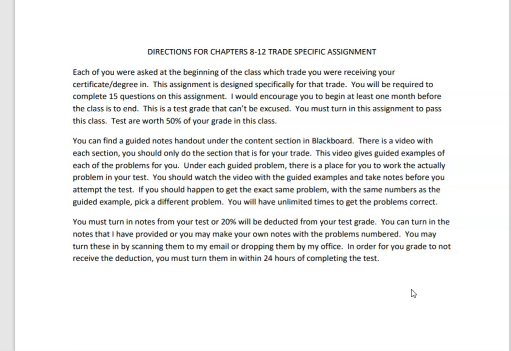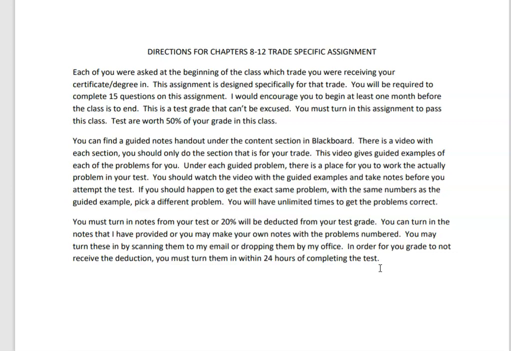If you should happen to get the exact same problem with the same numbers as the guided example, pick a similar problem or a different problem. You will have unlimited times to get the problems correct. You must turn in the notes from your test or 20% will be deducted from the test grade.